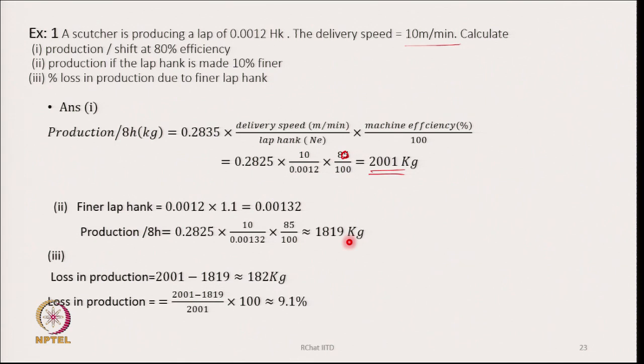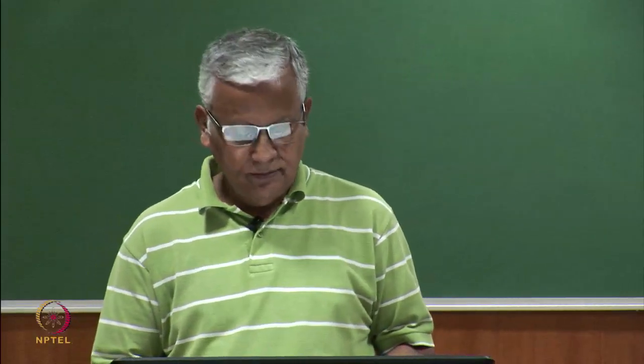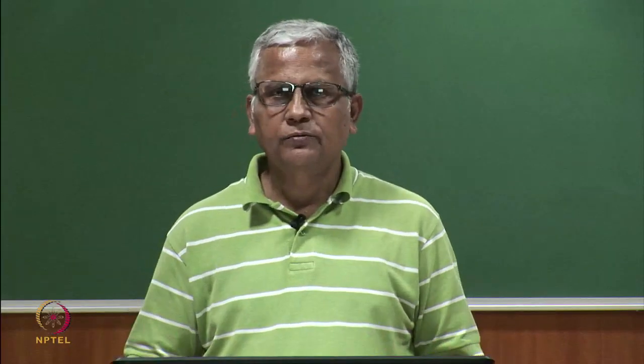and then the loss in production will be the difference between these two, 182 kg, and therefore the loss in production in terms of percentage we can also find out, it is going to be 9.1%, because the third part is the percentage loss in production due to making the lap hank finer. So, you do the calculation yourself, you will be able to learn very fast, and with this we close this session. Thank you very much.